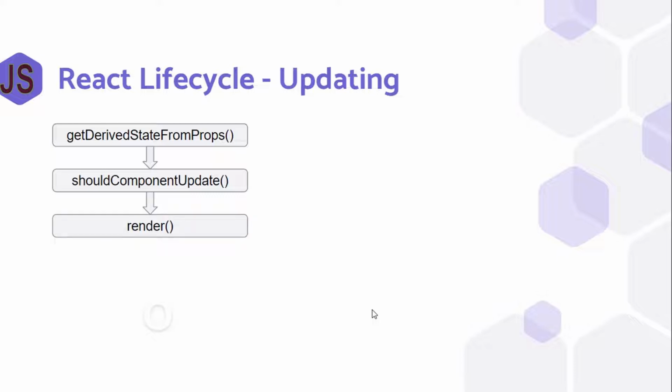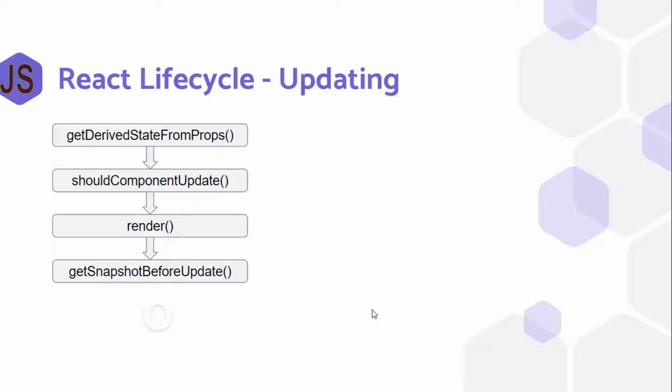And if we have returned true, then the render method will be called, and once the JSX is successfully updated, it will call getSnapshotBeforeUpdate, and in this method we get two arguments.